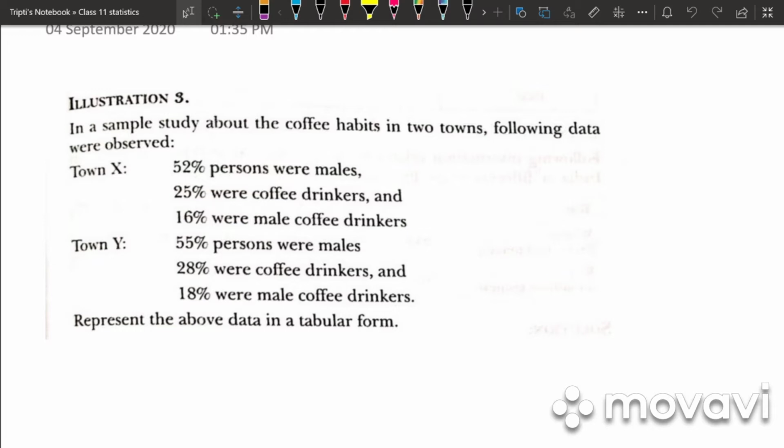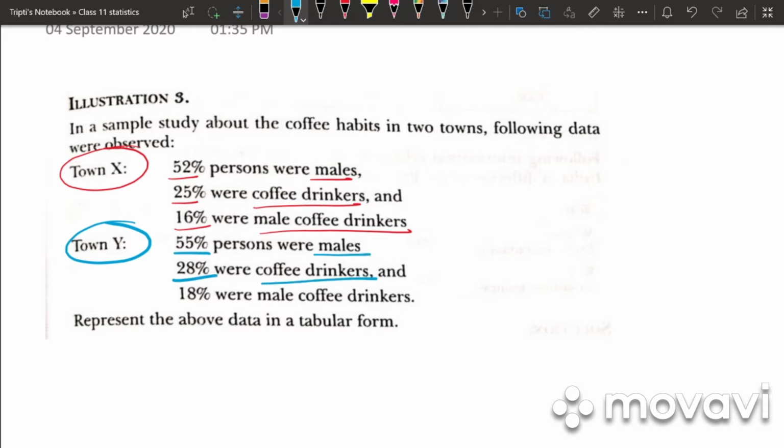In a sample study about the coffee habit in two towns, the following data were observed. 52% were males, 25% were coffee drinkers, 16% were male coffee drinkers. This is the information about town X. In town Y, they have given 55% were males, 28% were coffee drinkers, 18% were male coffee drinkers. Represent the above data in tabular form.